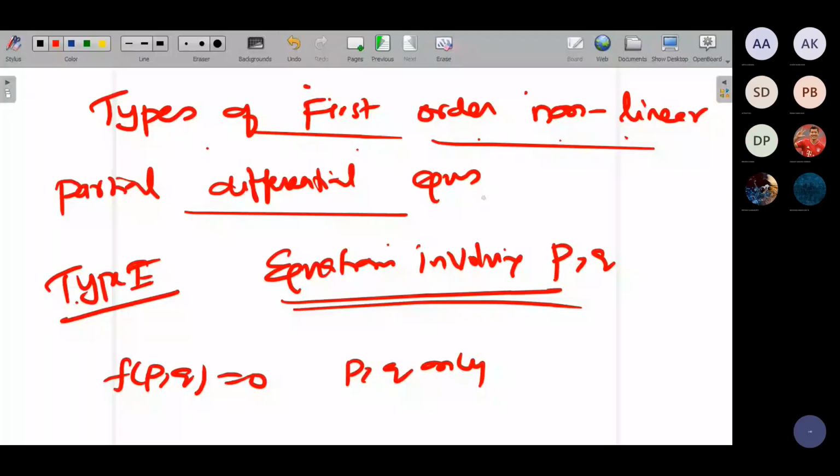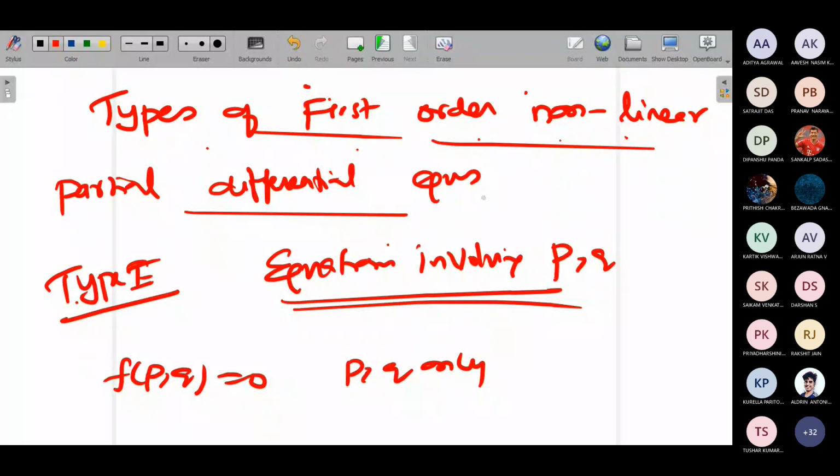So equations involving only P and Q alone.